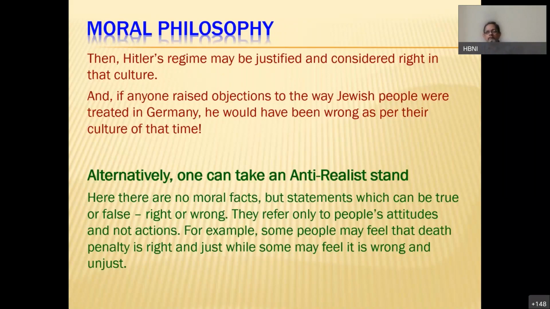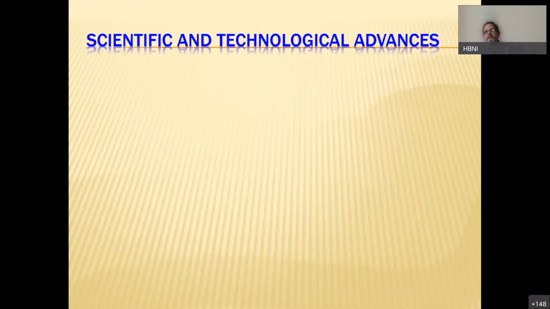Then if you talk about realism, you can also talk about anti-realism. Okay, here there are no moral facts, but only statements which can be either true or false, right or wrong. Here it refers only to people's attitudes. Some people may say, in the same place, that the death penalty is right. Some people may say it is wrong. But it's just an attitude of the people at that point of time and nothing more than that. Okay, so this is an anti-realistic stand.